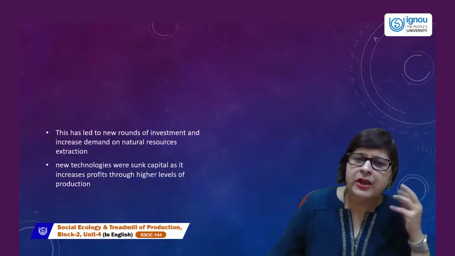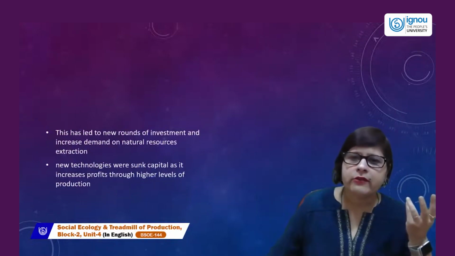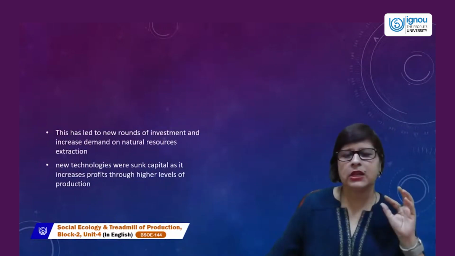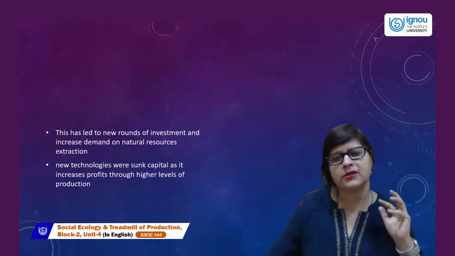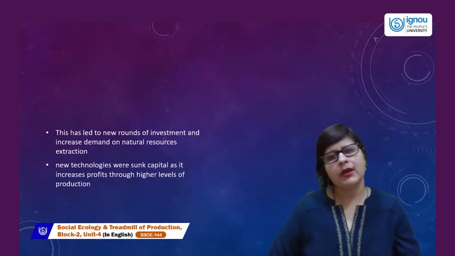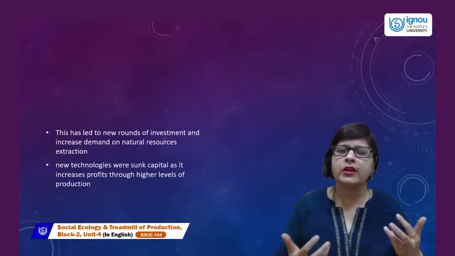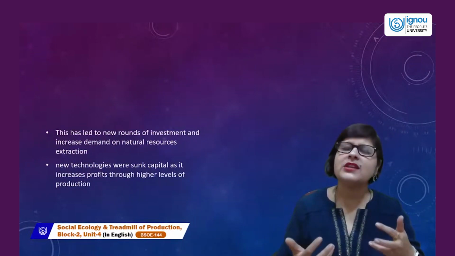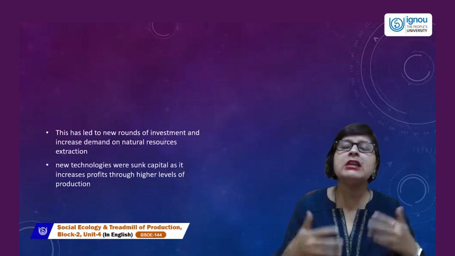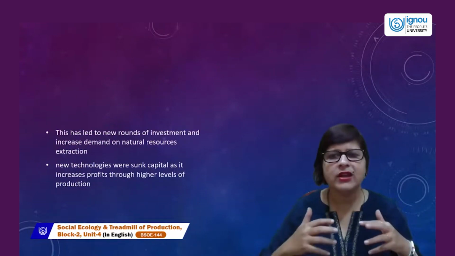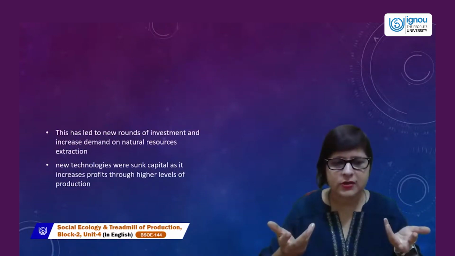Because of this rapid growth of industrialization, there were new rounds of investment and increased demand on new resources of extraction. What happened after World War II? There was a rapid industrialization in the US, and because of it, there was a new round of investment. People started investing in the industries, and because of the investment, there was an increase in the demand on natural resources, right? These industrialists demanded more natural resources.